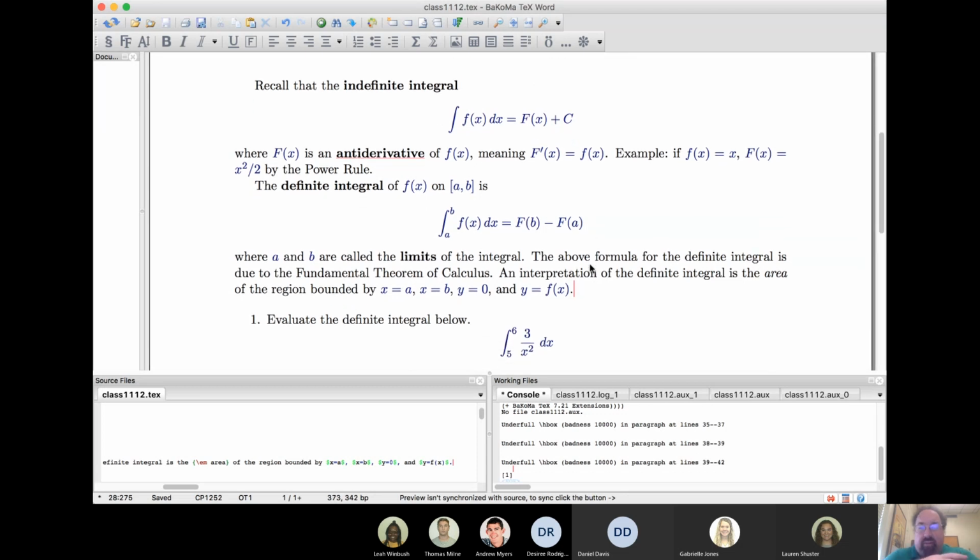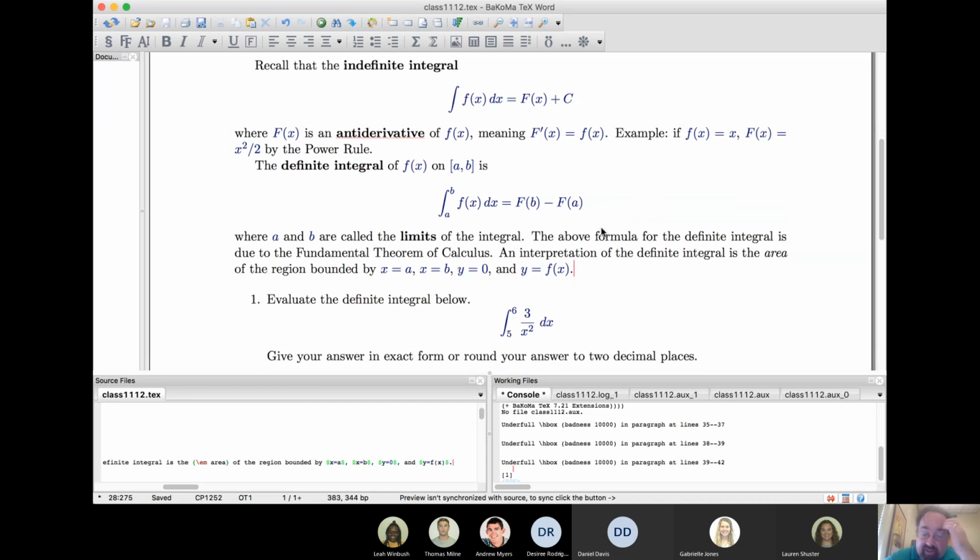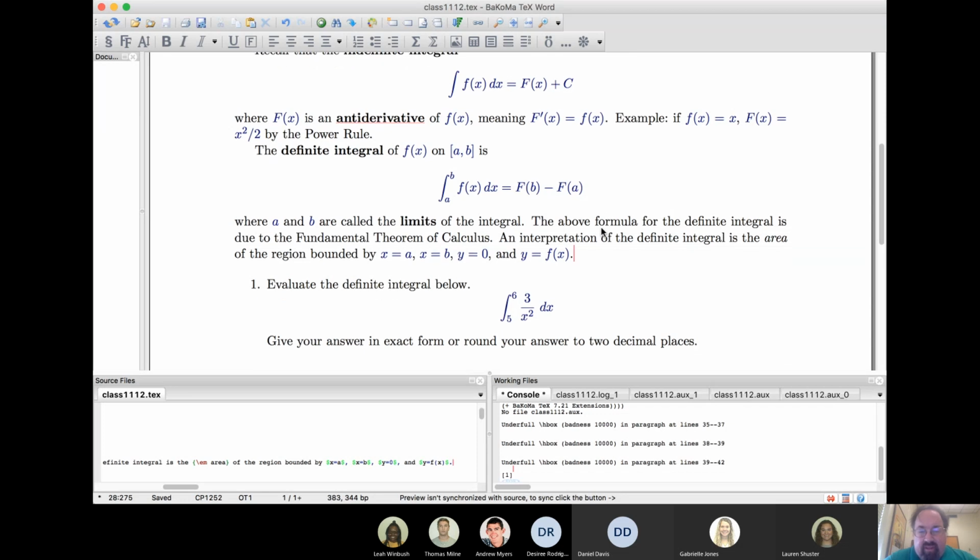That's not an application that we're particularly concerned with in this lesson. We're going to be using a different one where the definite integral can help us get the average value of a function between a and b. Okay, so now getting to the problems, evaluating various definite integrals.